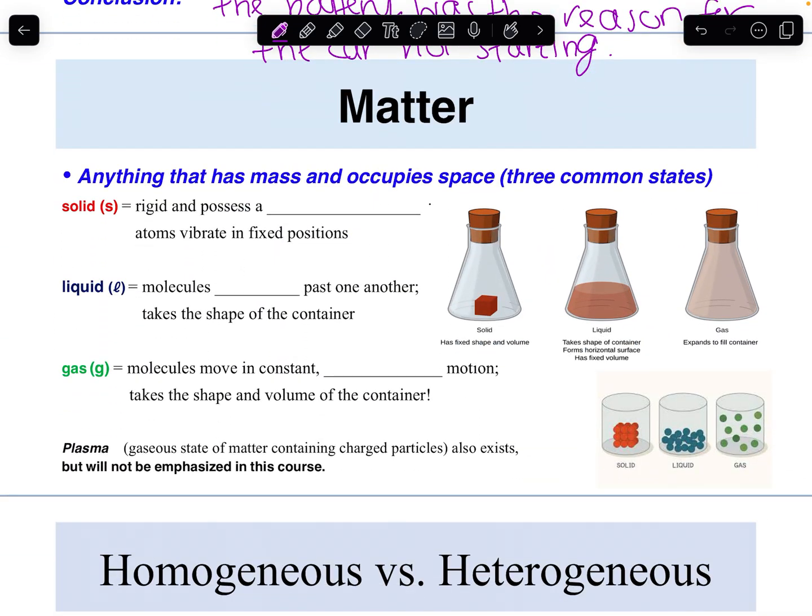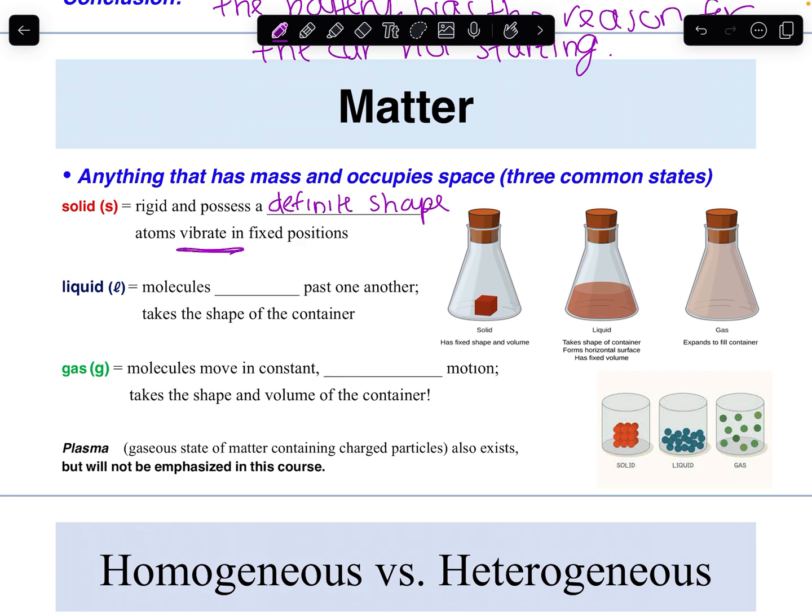All right, three phases of matter. You are familiar with the three phases of matter. The definition of matter is actually anything that has mass and occupies space. The three common states we see are solid, liquid, and gas. You're going to see the letters S, cursive L, and G to indicate these in chemical reactions. A solid is rigid and possesses a definite shape. And actually, even though it is solid, the atoms vibrate. There is very small vibration going on in regards to the fixed positions of these atoms.